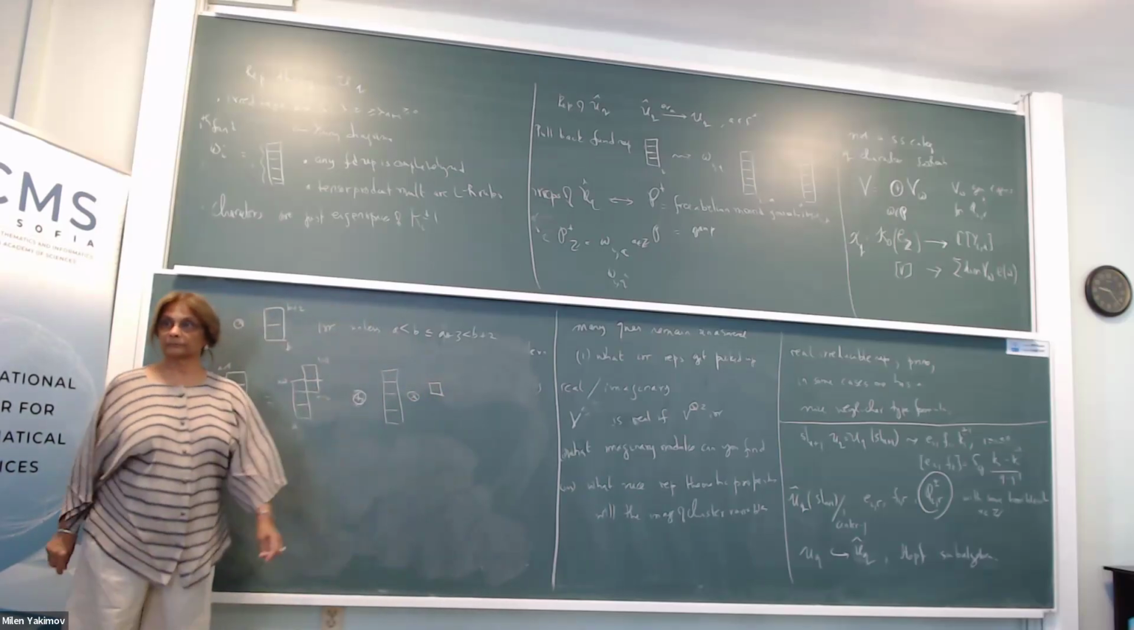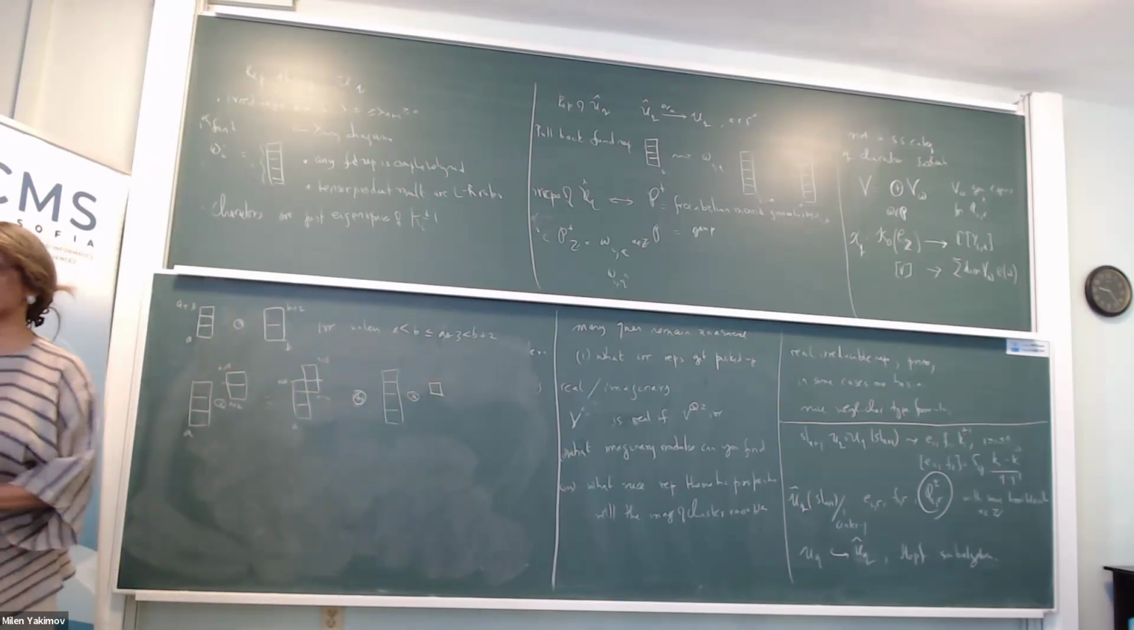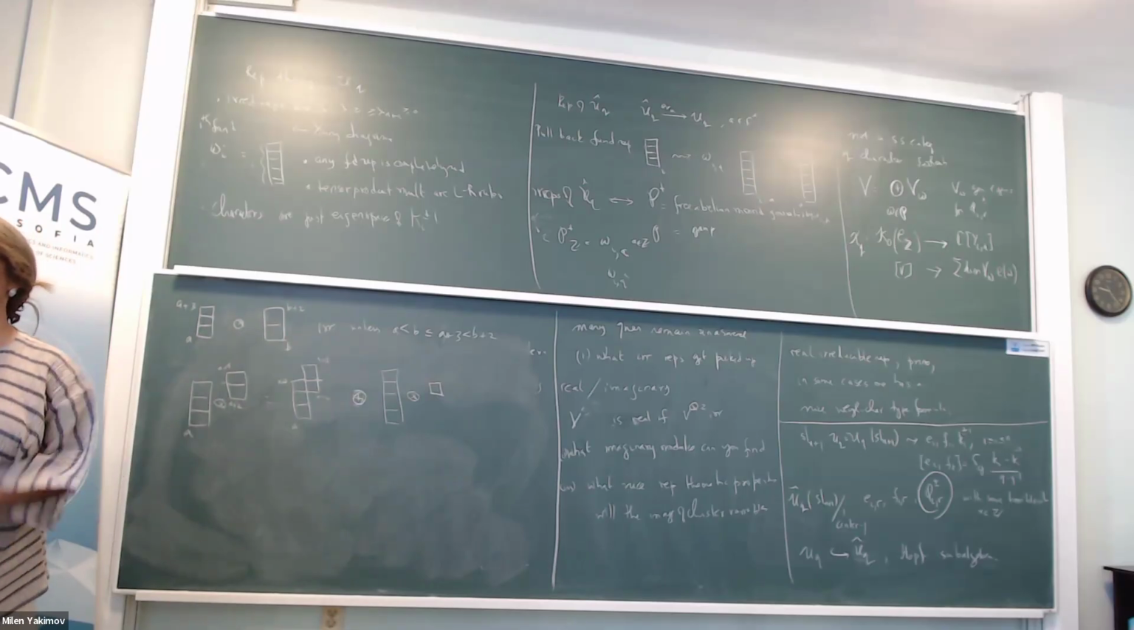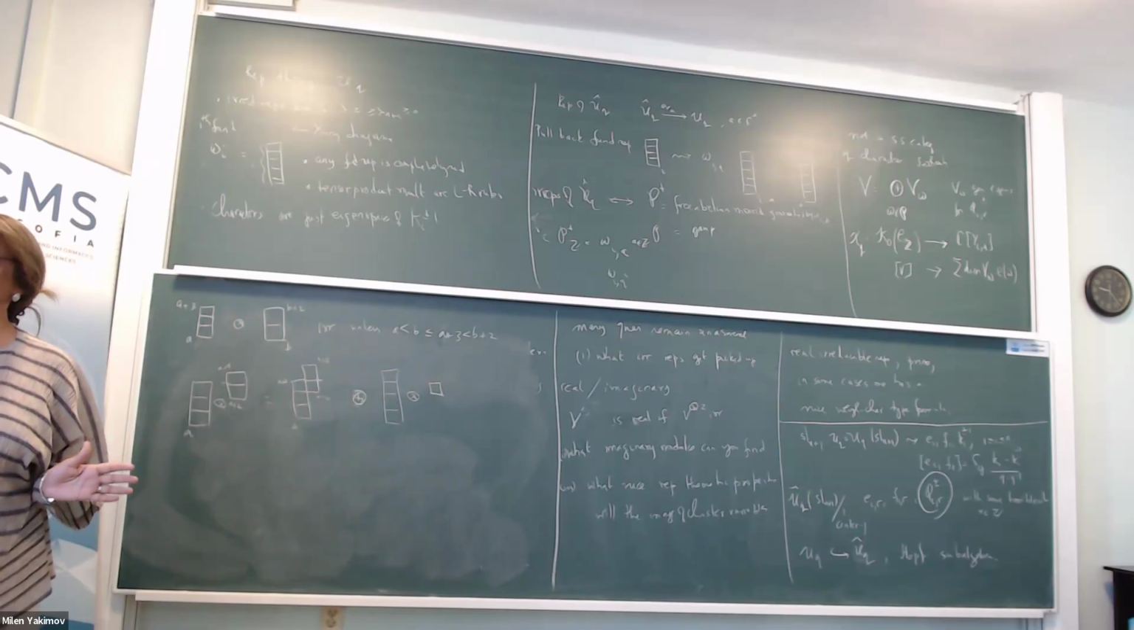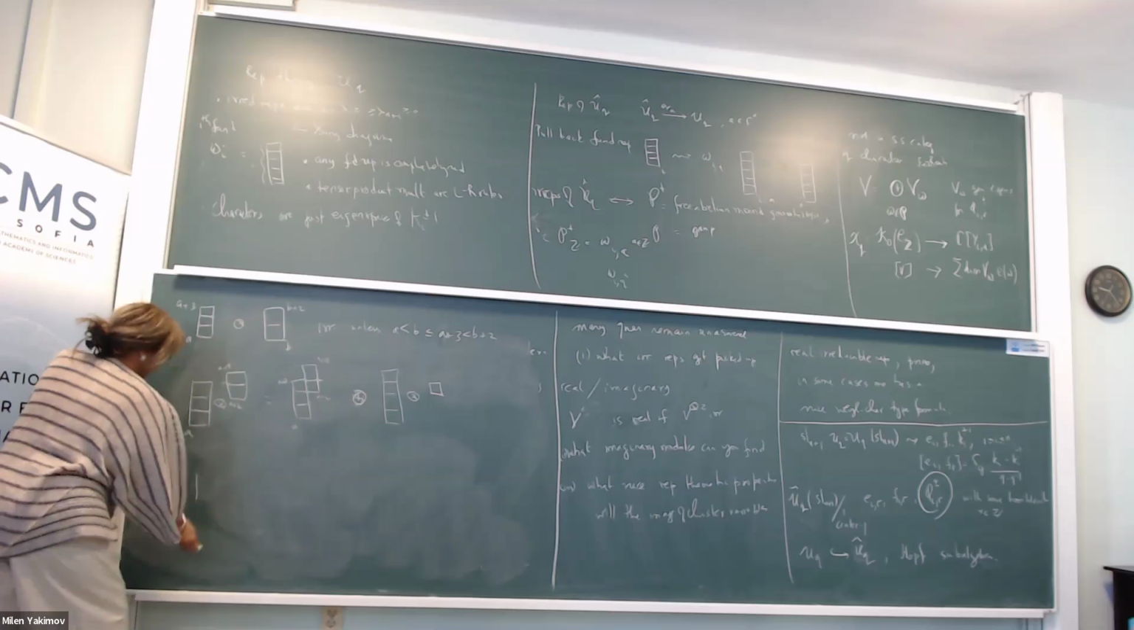When you say skew diagram, you mean connected? In this case, I mean connected. It doesn't always have to be connected, but in this case it should be connected. If it's not connected, it can be irreducible. It will be irreducible? Yes. Okay.